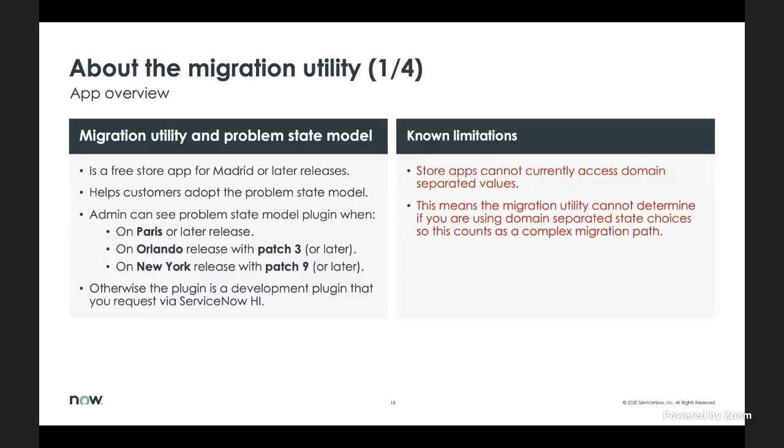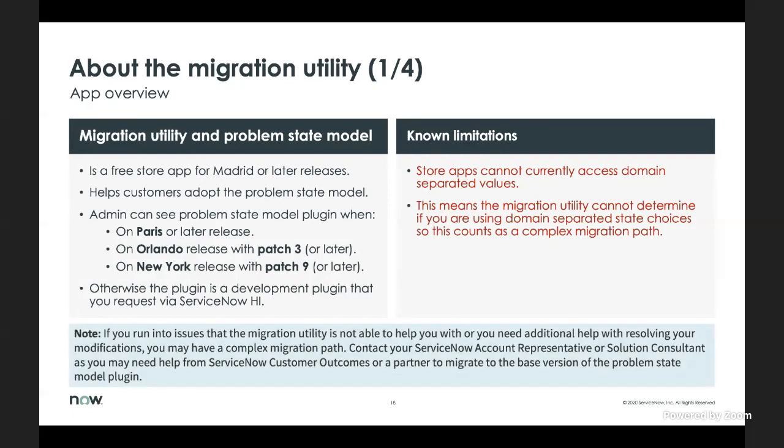There are a couple of limitations. Well, there's one main one, but I split it into two parts. So store apps today can't actually access domain separated values. So that means the migration utility can't tell if you're using domain separated state choices in your problem or your problem task. So this will actually count as a complex migration path for now.